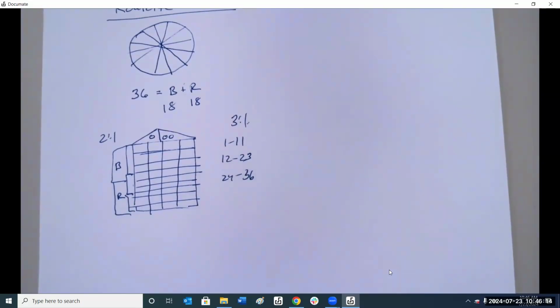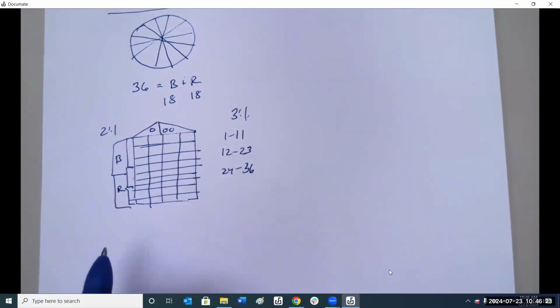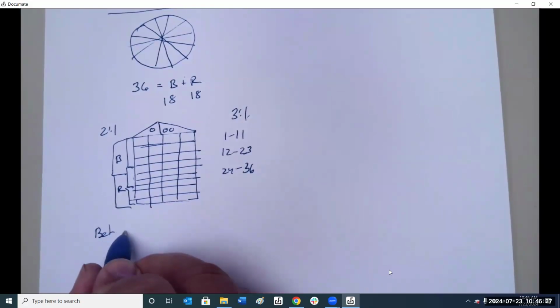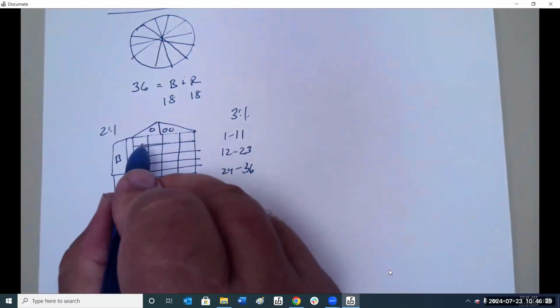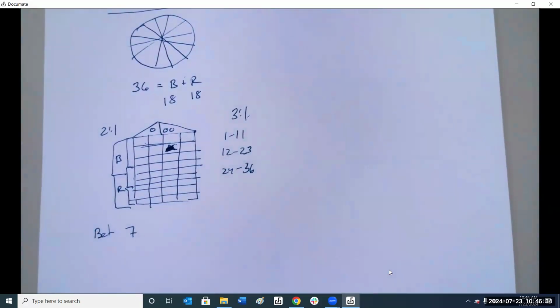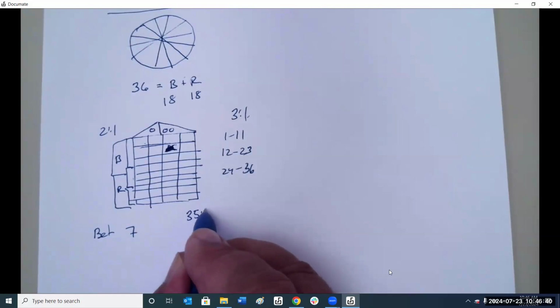So let's look at this. With the roulette, you bet $5. You bet on 7. 1, 2, 3, 4, 5, 6, 7. You put your money here on number 7. If you get this number correctly, you have a 35-1 chance. So your $1 bet will give you $35.